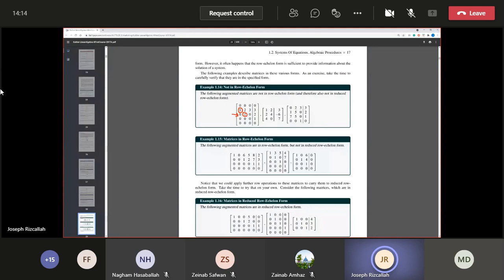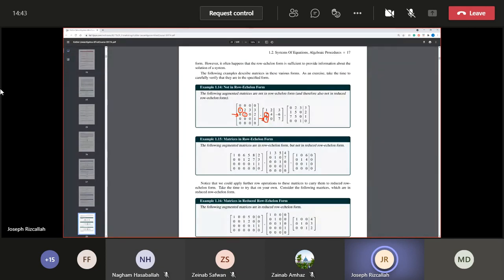If we look at this one, for example, the leading entry in this row is not to the right of the leading entry in the row above it. But it has to be to the right. To be in row echelon form, the leading entry of a row has to be to the right of the leading entry of the row above it. This is very important, to be in row echelon form.